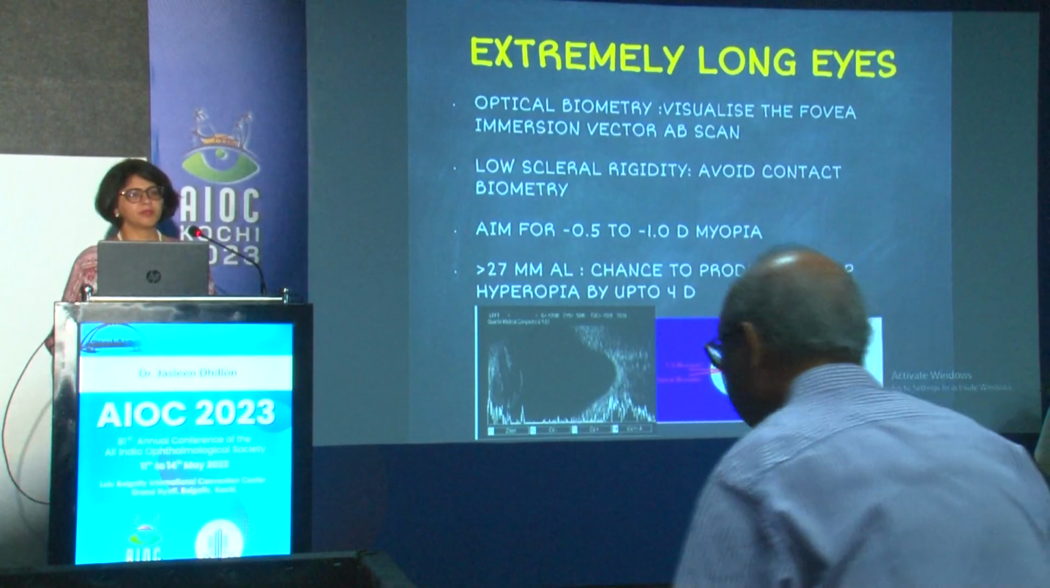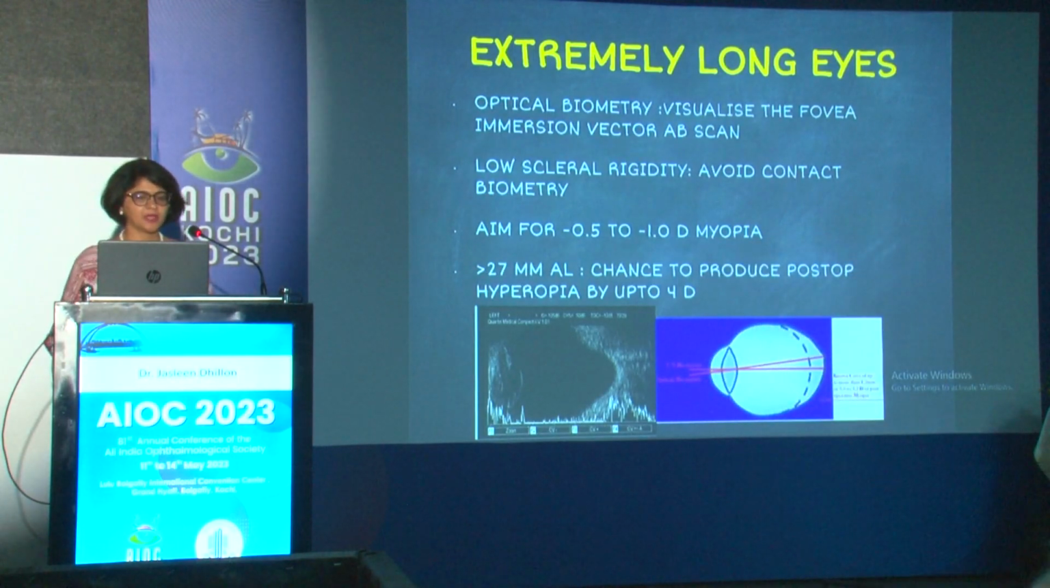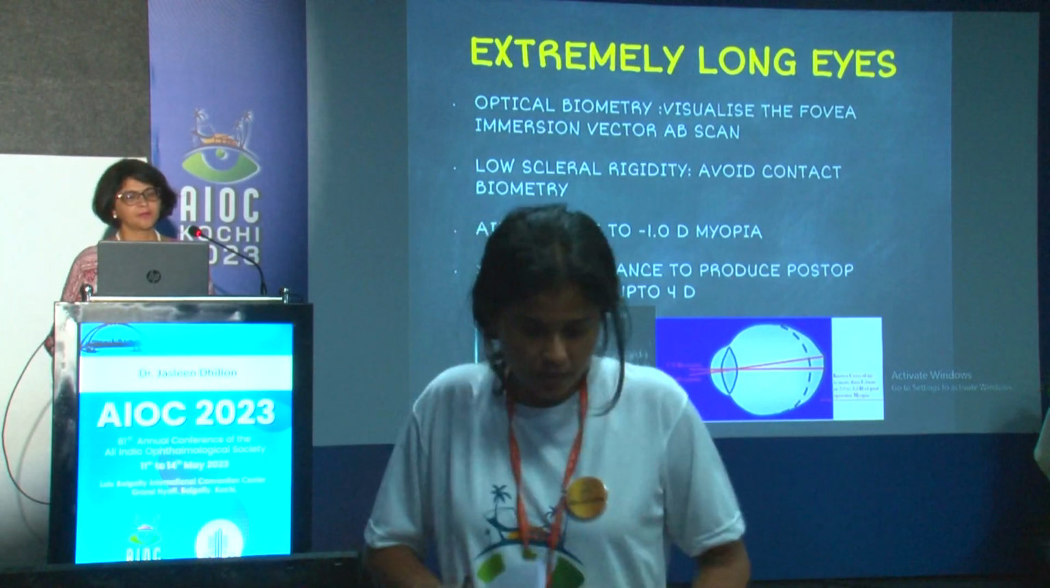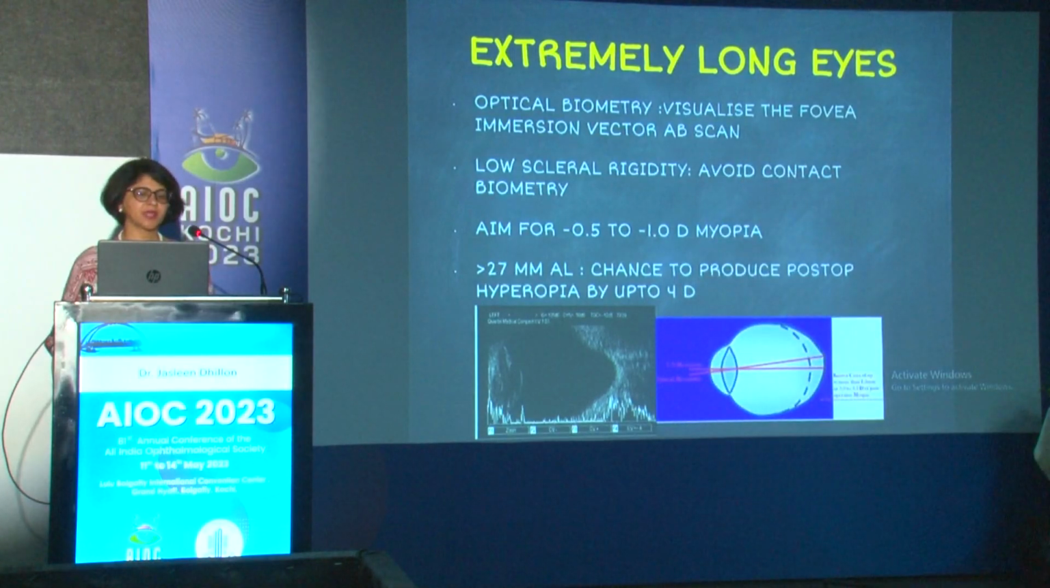And when you're measuring, for example, in myopic eyes, you have to see that the optical biometer is the way to go forward. You should be able to see the fovea. And you must avoid a contact. If you do not have the optical biometer, you could do an immersion scan, and in that case you should try and see that you have the A and B scan together, so that you are able to see that you are at the fovea and not at, say, a posterior staphyloma. Always aim to be a little myopic.